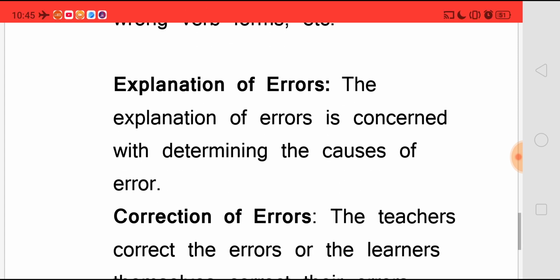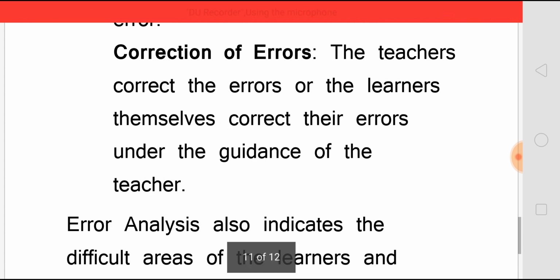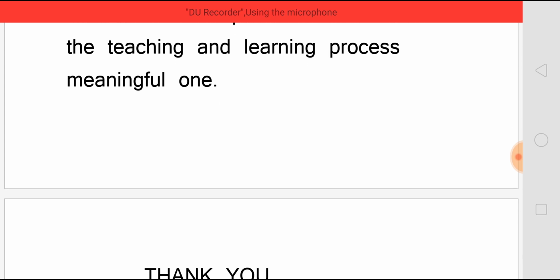And then we have the explanation of errors, where the errors are explained, which is concerned with determining the causes of errors. And then we have the correction of errors. The teachers correct the errors or the learners themselves correct the errors under the guidance of the teacher. Error analysis also indicates the difficult areas of the learners and solution to their problems and makes the teaching and learning process a meaningful one.